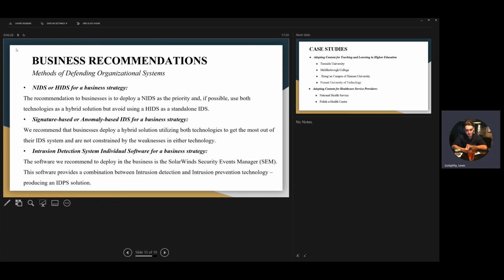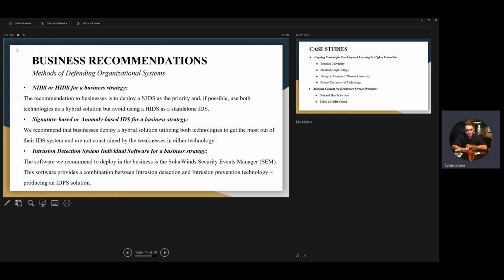So, the business recommendations and methods of defending organizational systems. The recommendation to businesses is to deploy network intrusion detection systems as the priority, and if possible, use both technologies as a hybrid solution, but avoid using host intrusion detection systems as a standalone IDS.